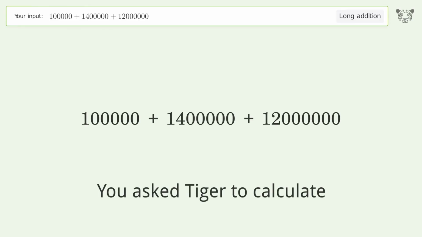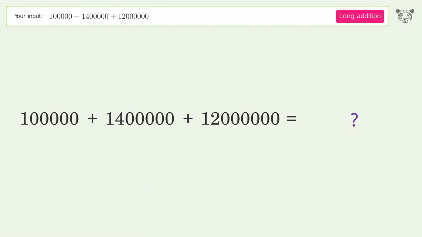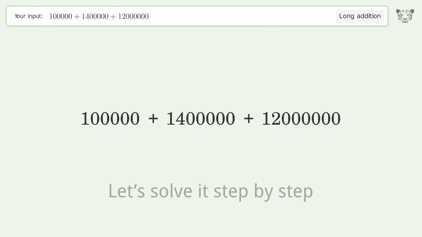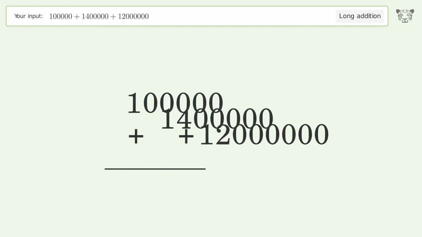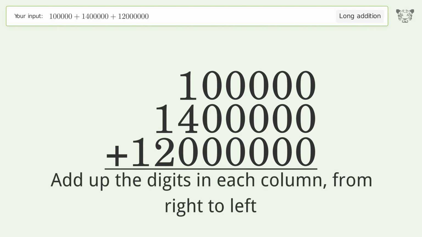You ask Tiger to calculate. This deals with long addition. The final result is 13,500,000. Let's solve it step by step. Rewrite the numbers from top to bottom, aligned by their place values. Add up the digits in each column, from right to left.